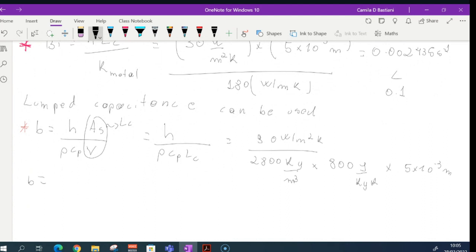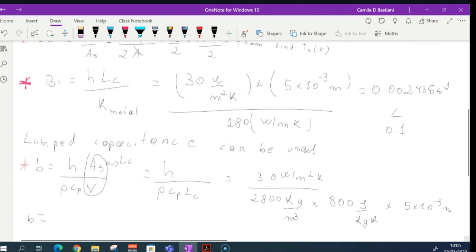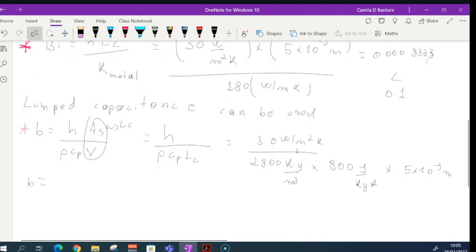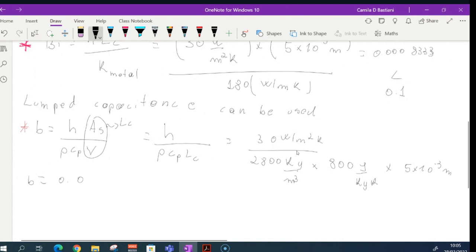I'm really sorry, I made a mistake here. I copied the value from the wrong place. My Biot number is 0.0008333. Okay, I'm really sorry about that. The value I put there was this one, 0.00245 second minus 1. Just a small mistake here.